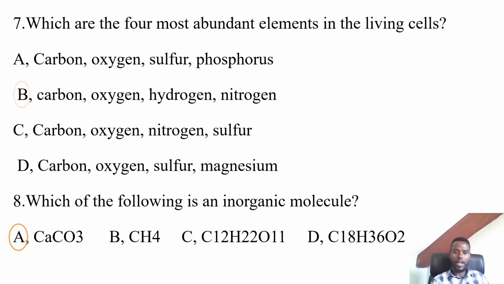So the answer is B. Carbon, oxygen, hydrogen, nitrogen. These are the four most abundant elements in our body.